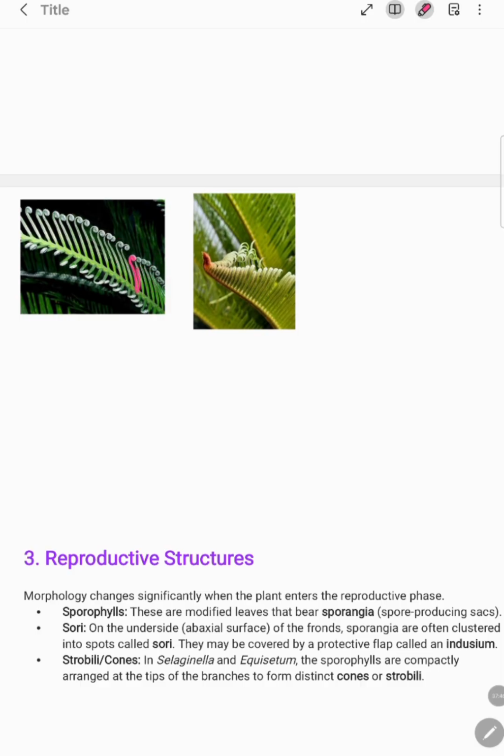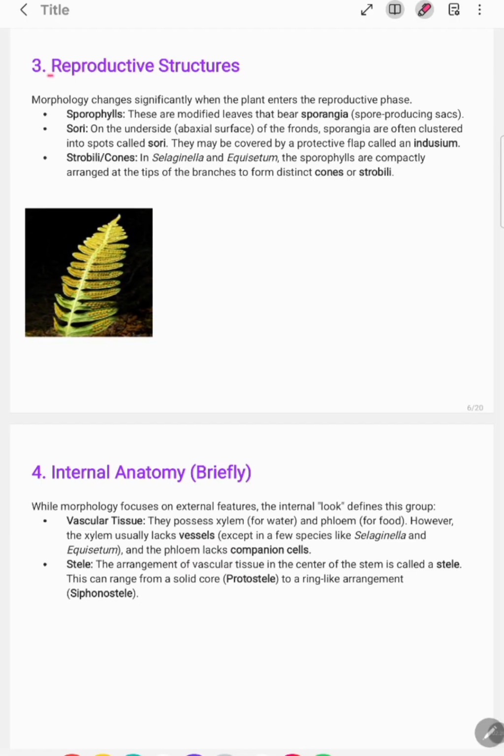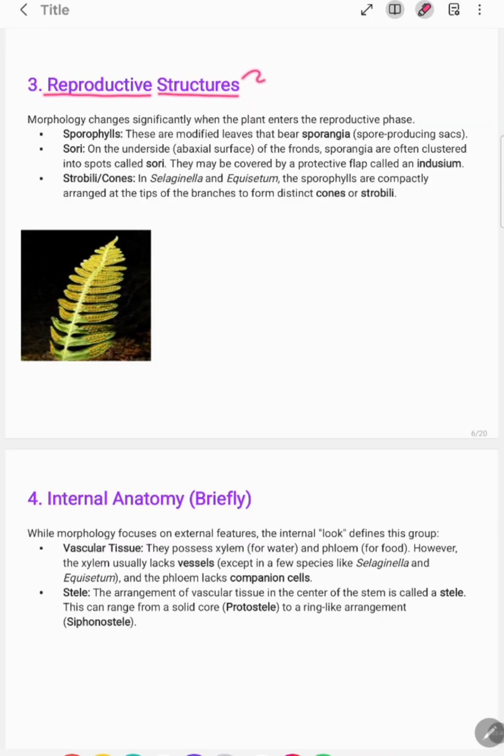They all are showing the circinate venation to protect your apical meristem. Okay, now another point for our discussion is the reproductive structure in the pteridophytes.